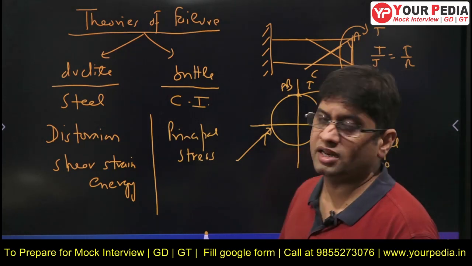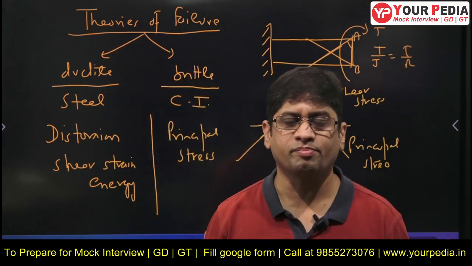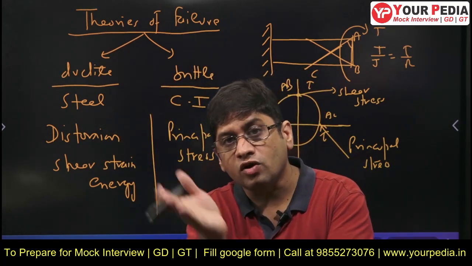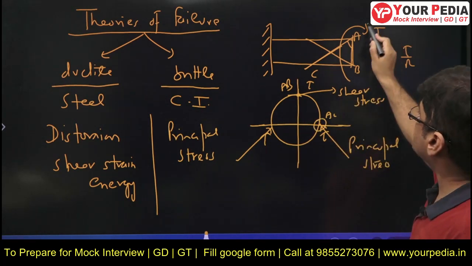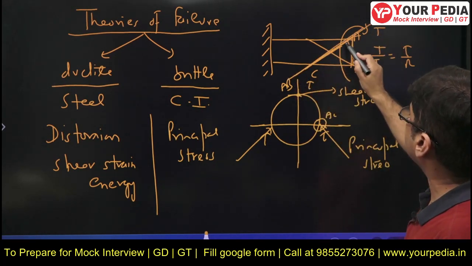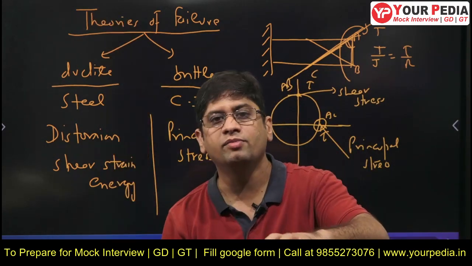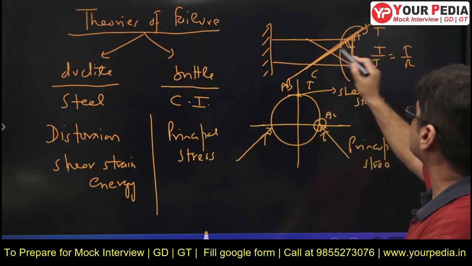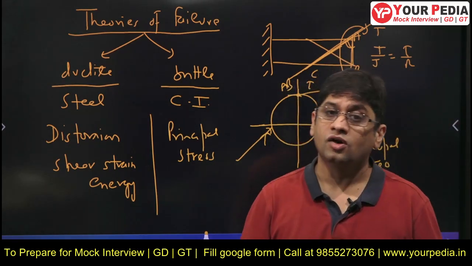Now because it is a brittle material, it is going to fail because of the principal stress. So it is going to fail at 45 degrees. That is the plane at which it is going to fail. If he asks you at which plane it is going to fail, you will say, sir, it is going to fail at this particular plane, which is at 45 degrees to the AB plane. Whether you take this or you take this, at this plane it is going to fail. This is how you are going to answer this particular question.